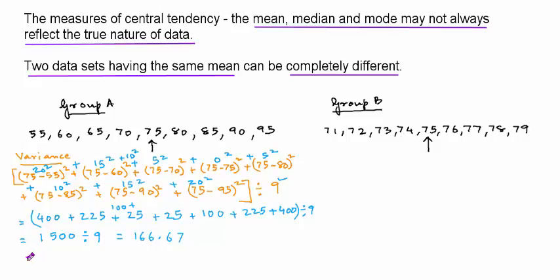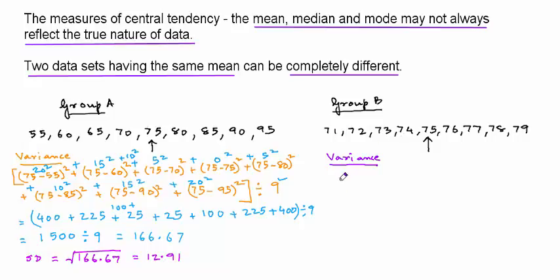And the standard deviation, which is the square root of the variance, is going to be square root of 166.67, which is equal to 12.91. How about the variance of group B? The mean is still 75, the same as the mean of group A.